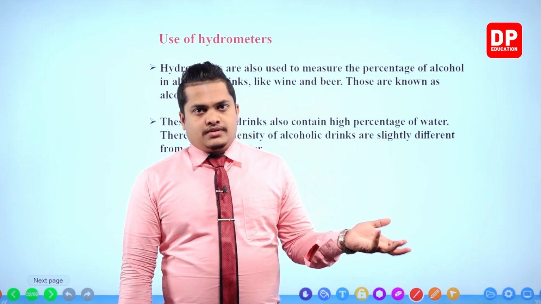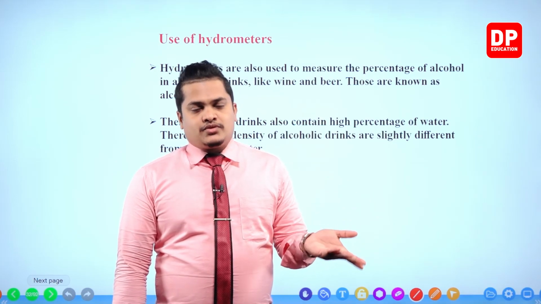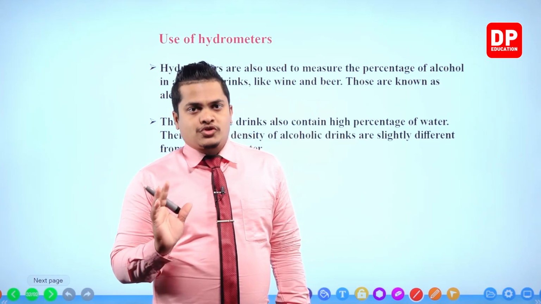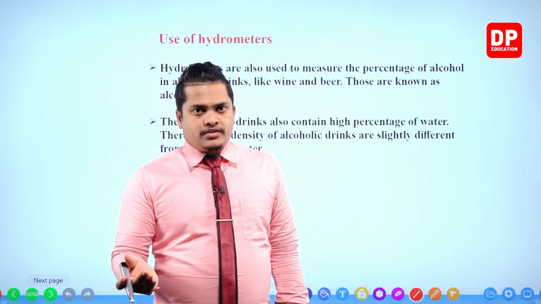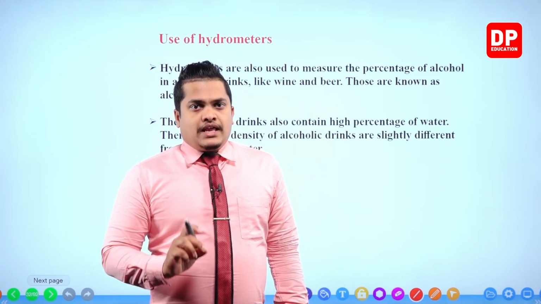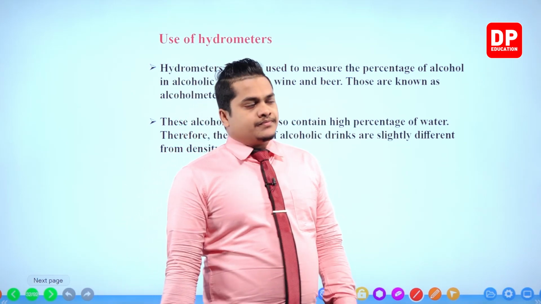For certain types of alcoholic drinks, we have to measure the density. So by using the density, we can check how strong that particular alcohol beverage is. The strength and the quality of the alcoholic beverage can be measured by using the density, my dear children.